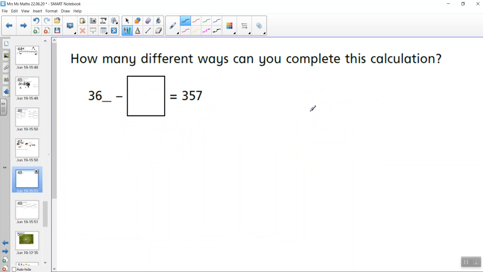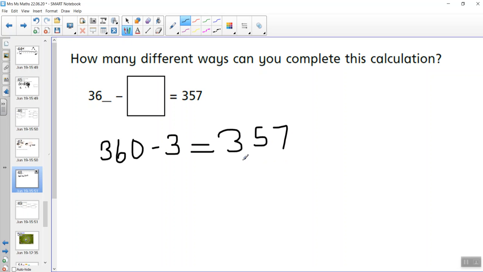Okay, so how many different ways can you complete this calculation? So I've got 360 something, and I take something away, and I've got 357. So I could start off by saying 360 take away 3 will give me 357. What other calculations could we do so that our answer is 357? Have a go and try it. Send it to me when you've done it.